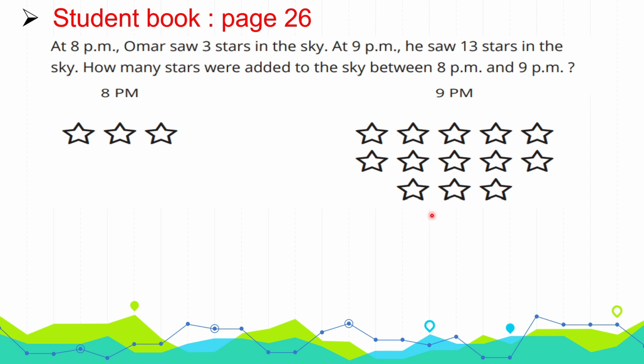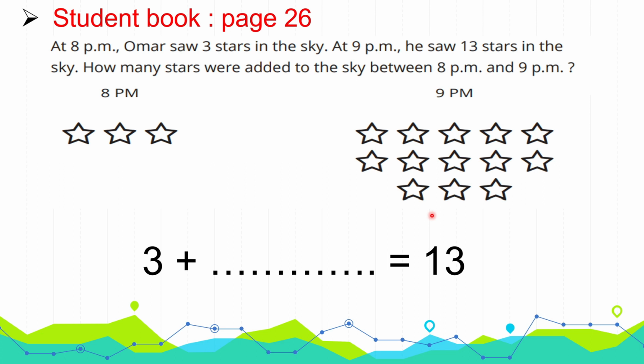This question is from the student's book, page 26. At 8 p.m., Omar saw 3 stars in the sky. Okay? At 9 p.m., he saw 13 stars. So now some star were added. Some more stars showed up. He saw 3 and then he saw 13. So how many stars were added to the sky between 8 and 9 p.m.?